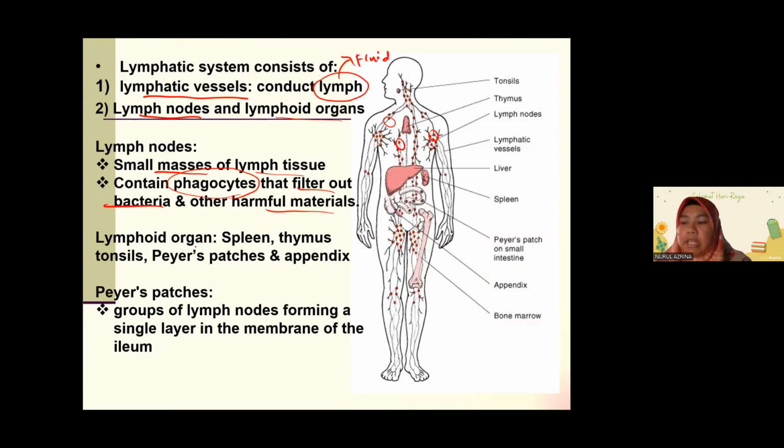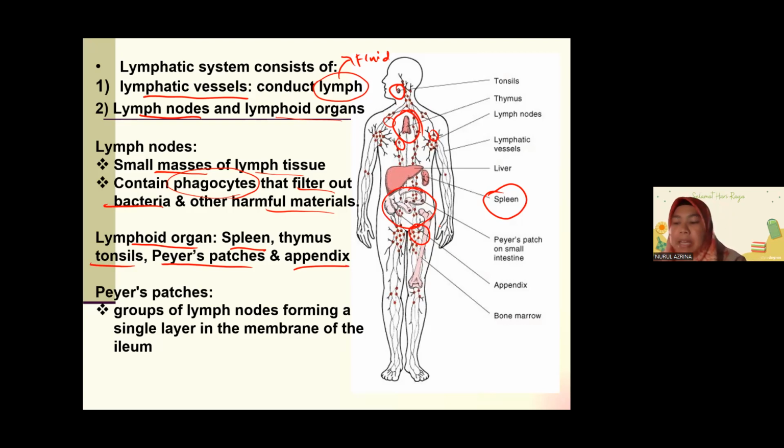As for lymph organs, we have a few in the lymphatic system, including the spleen, the thymus, the tonsil, Peyer's patches right here on the small intestine, and also the appendix. In the bigger picture, you can see the lymph nodes and the lymphatic vessels, together with the lymph organs, or lymphoid organs.